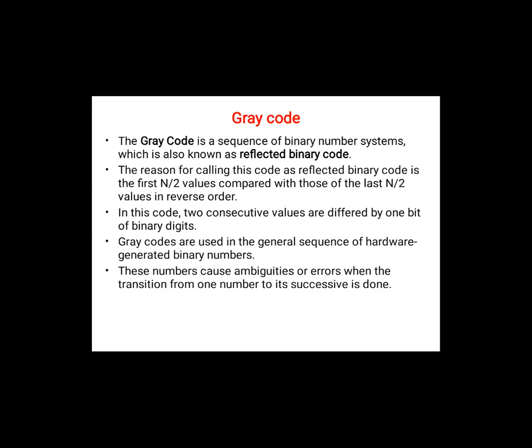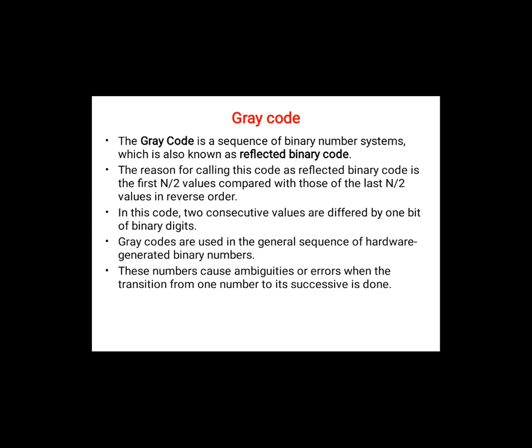I don't know whether this time it is possible or not. Okay. Now here, the last sentence: these numbers cause ambiguities or errors when the transition from one number to the successive number is done. See, many times we forget that we have to change 1 bit at a time. So should I change the MSB one or the LSB one? You might feel, why the last bit, ma'am said change only one bit, so let me change the MSB one. No, don't do it. You start with the LSB. Try to change the LSB first.